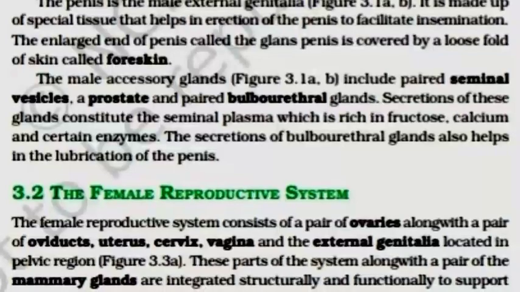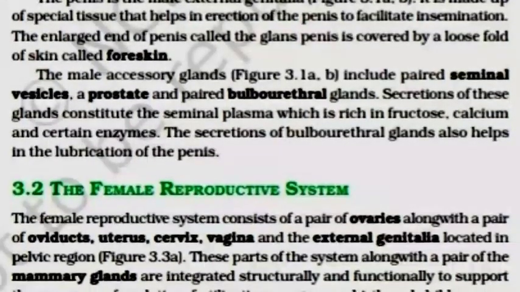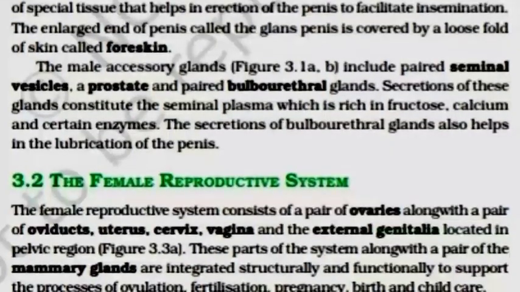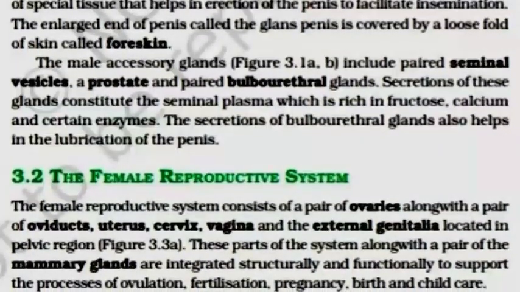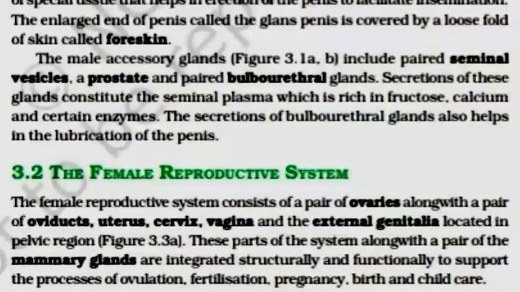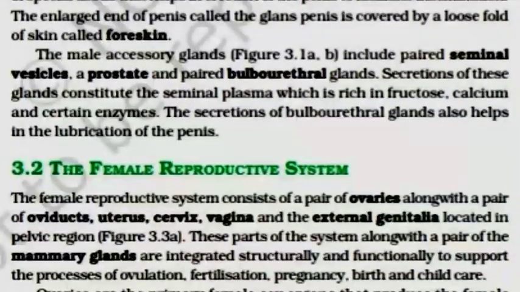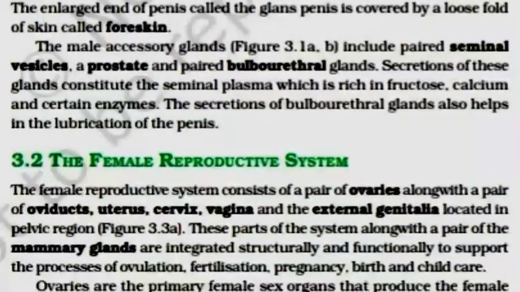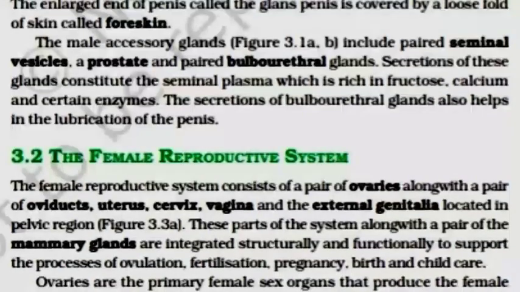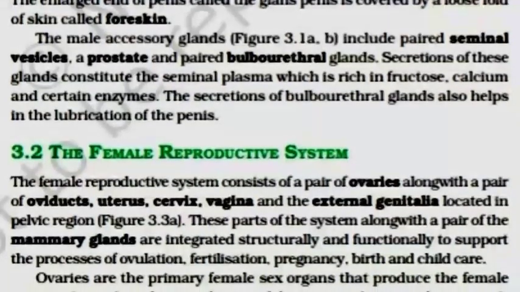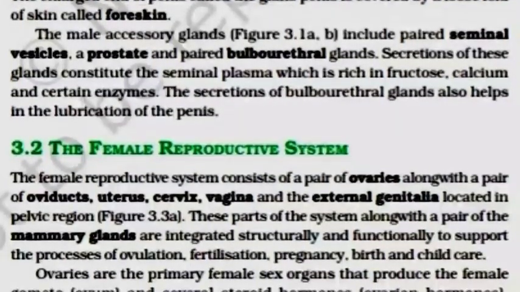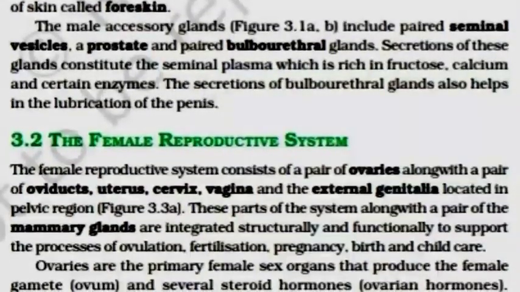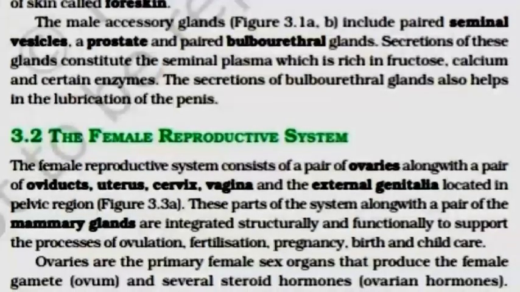The male accessory glands include paired seminal vesicles, a prostate, and paired bulbourethral glands. Secretions of these glands constitute the seminal plasma, which is rich in fructose, calcium, and certain enzymes. The secretion of bulbourethral glands also helps in lubrication of the penis.